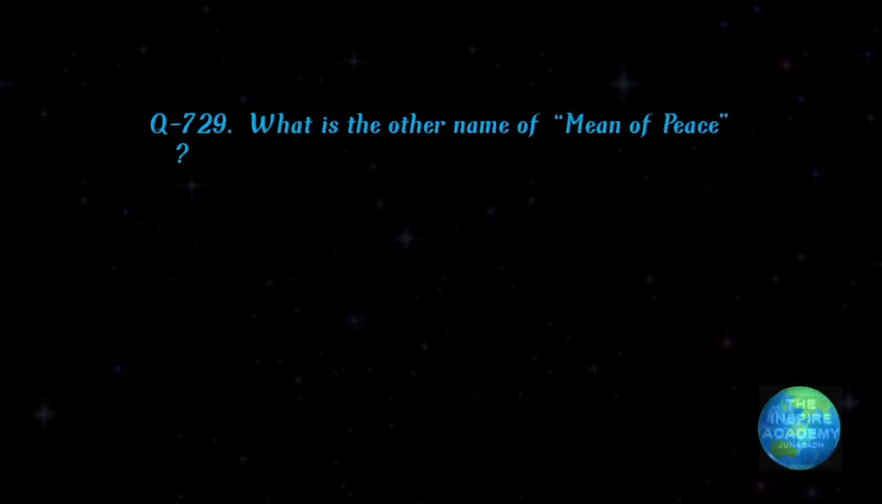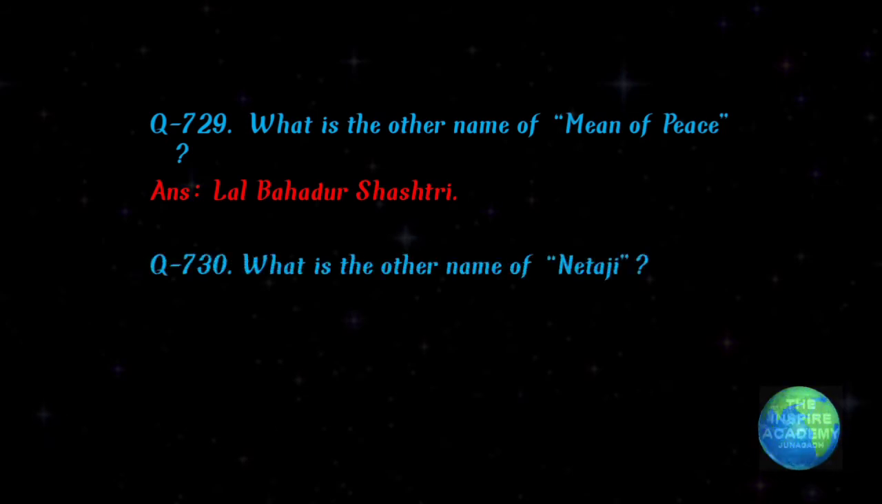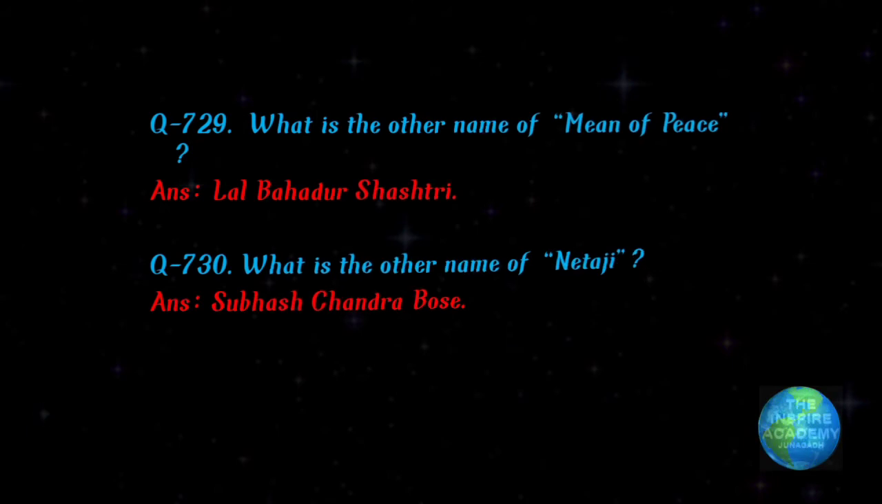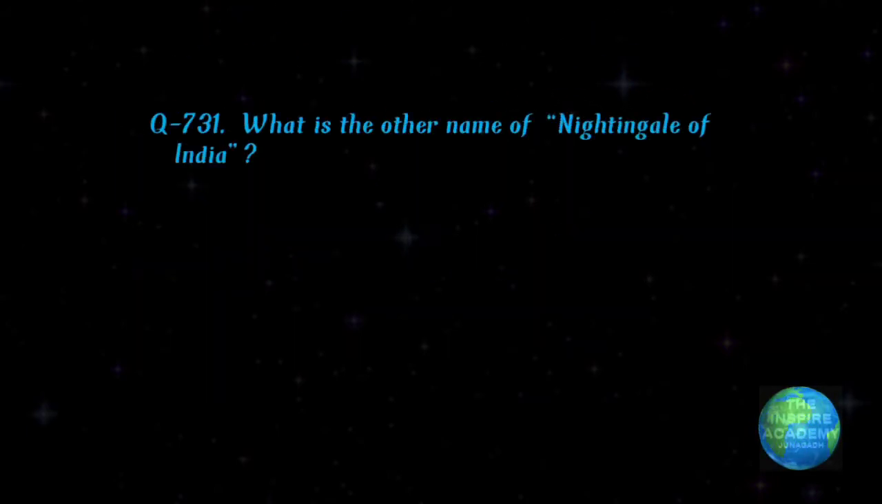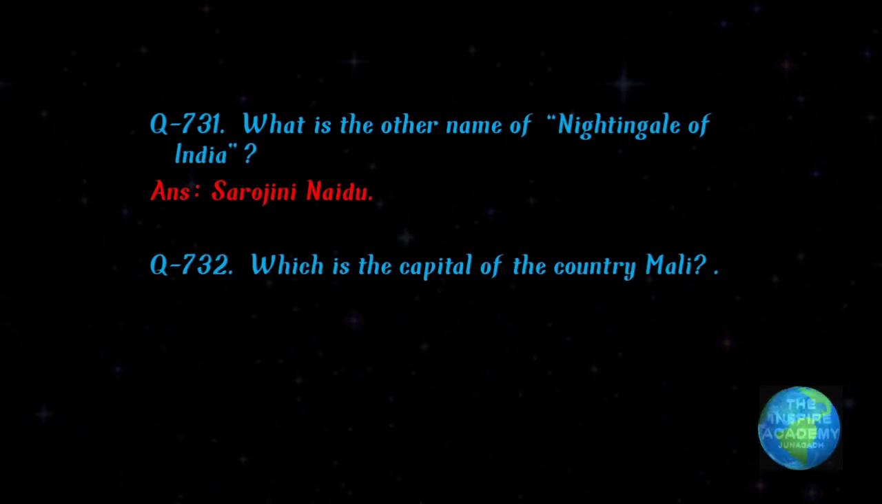What is the other name of Man of Peace? Lal Bahadur Shastri. What is the other name of Netaji? Subhash Chandra Bose. What is the other name of Nightingale of India? Sarojini Naidu. Which is the capital of the country Mali? Bamako.